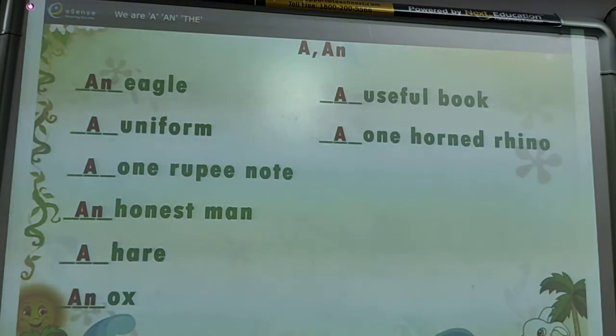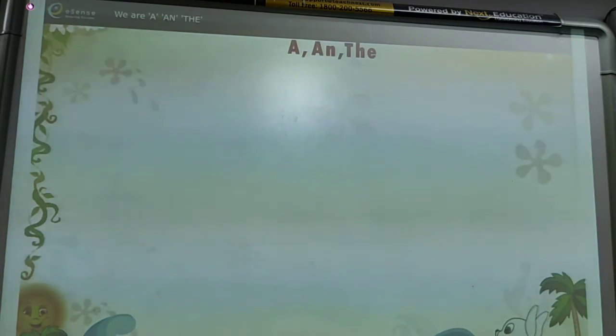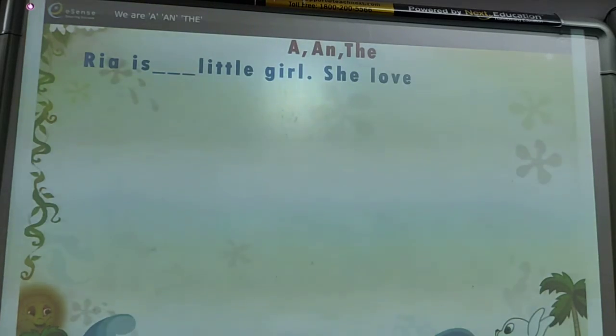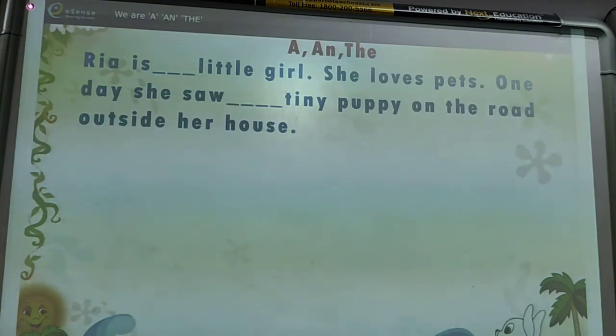Excellent! You surely know the vowels and consonants and the sounds correctly. Here is a short story. Complete the story by filling in the blanks with the articles a and the. Priya is dash little girl. She loves pets. One day she saw dash tiny puppy on the road outside her house.